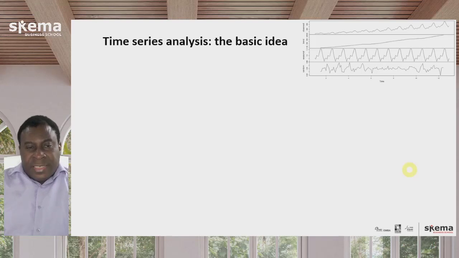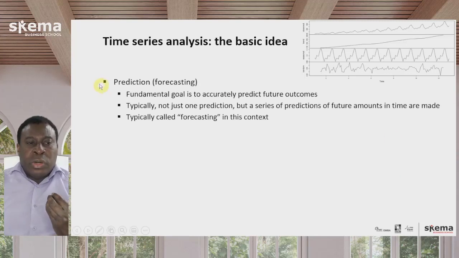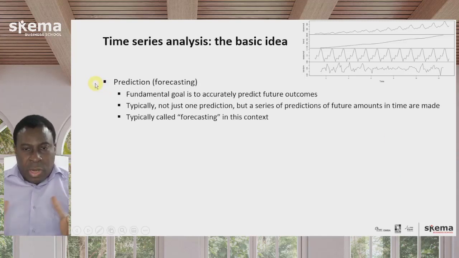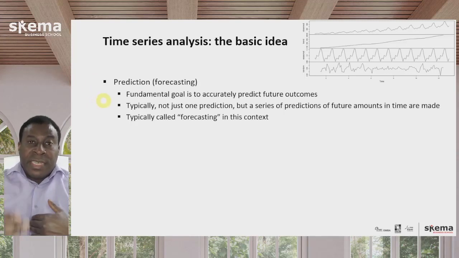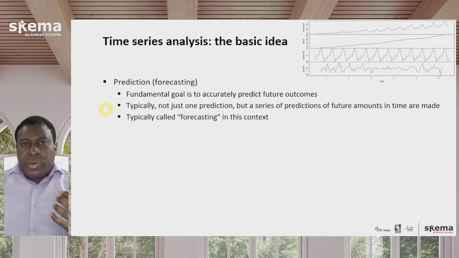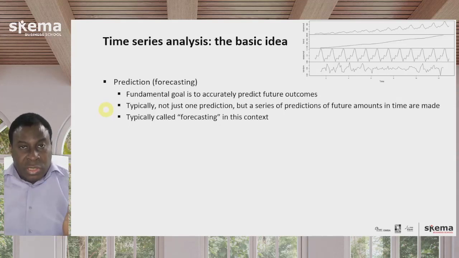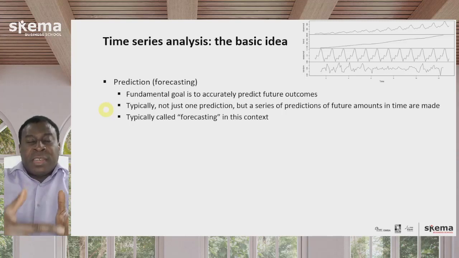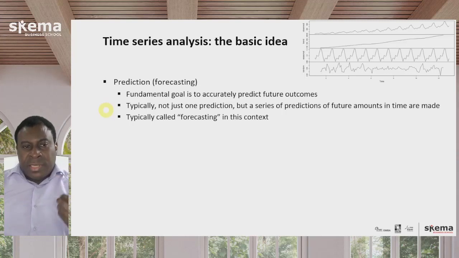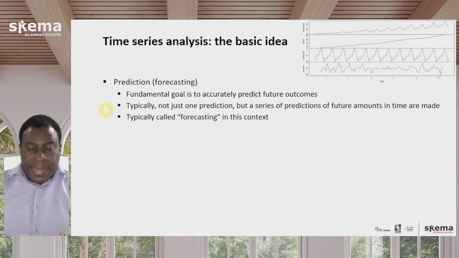So once you have this kind of data, the basic idea behind time series analysis is that you are predicting. And the terminology here is forecasting. So the fundamental goal is to try to predict the future values of whatever you're trying to predict. And typically, you're not predicting just one future value, such as if you have 10 data rows, you're trying to predict just the 11th, but you're trying to predict a whole sequence of future values, like the next five values that would come after the end of the sequence. So in the context of time series, this is usually called forecasting.